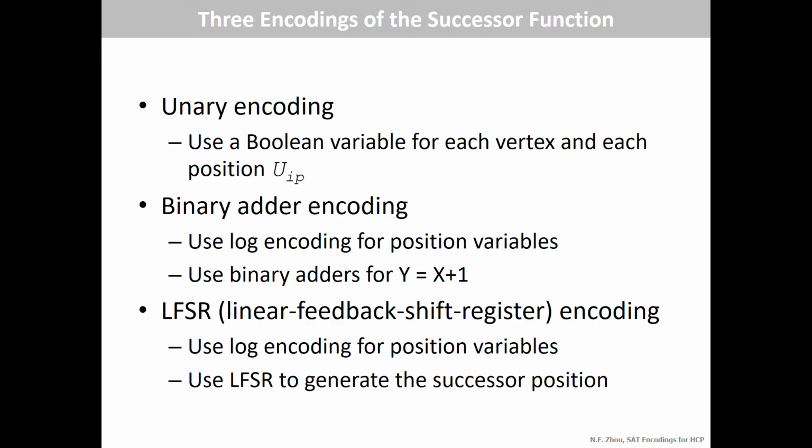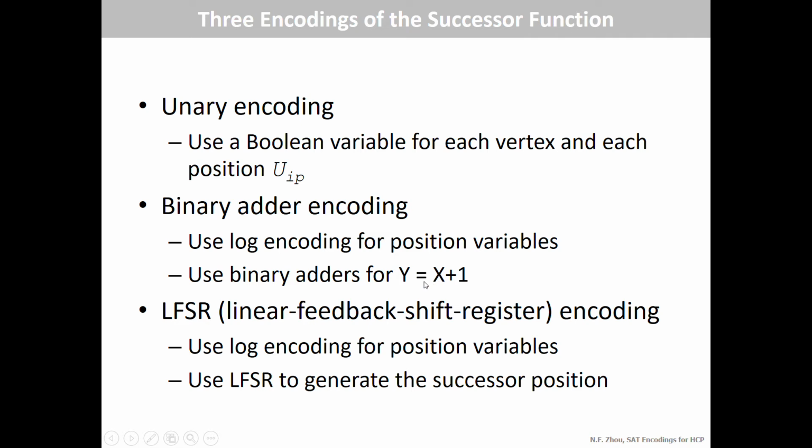All right, we consider three encodings for the success function: the unary encoding, binary add encoding, and this LFSR encoding. In the unary encoding, we use a Boolean variable for each vertex and each position. So U_iP is one if vertex i is mapped to position p. In the binary add encoding, we use log encoding for position variables, and we use this binary adder to generate the next position.